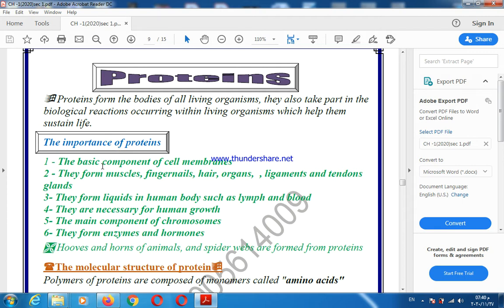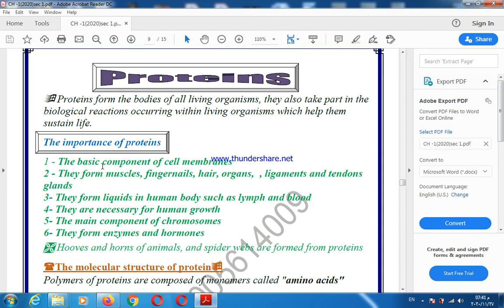Proteins are the basic component of the cell membrane; they share with phospholipids in the structure of the cell membrane. The cell membrane can be found in both plant and animal cells. Number two, they form muscles, fingernails, hair, organs, ligaments, and tendons. They form liquids of the human body such as lymph and blood.